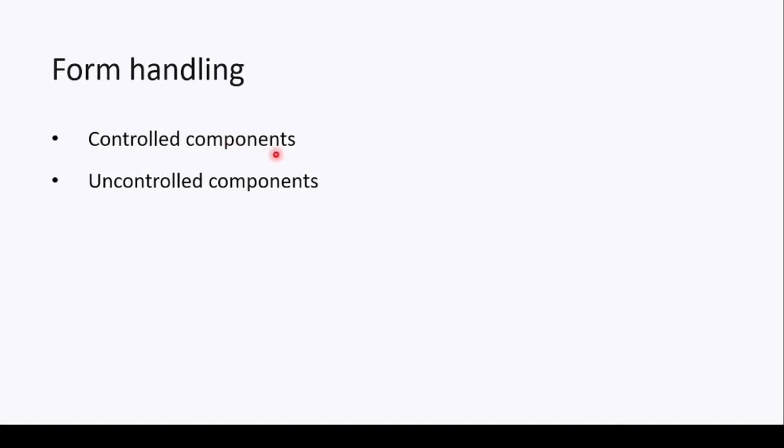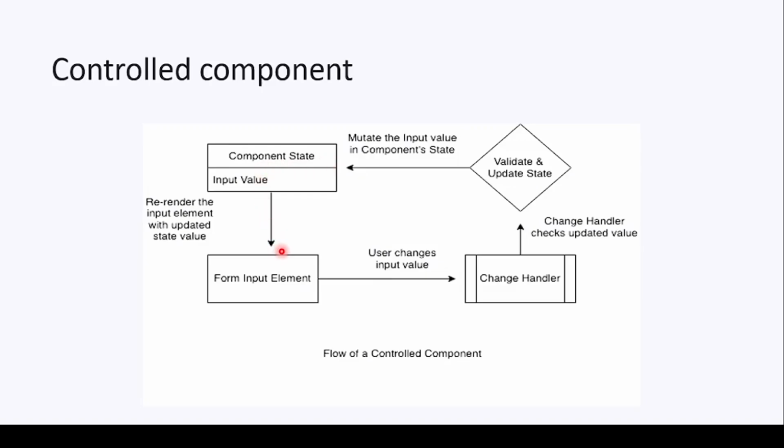First of all, we will understand the controlled components. We will understand this with the help of an example. So first of all, the user interacts with the form input element by entering or changing its value. Whenever the user changes the input value or types in the input, it triggers a change event that initiates a flow to update the component's state.